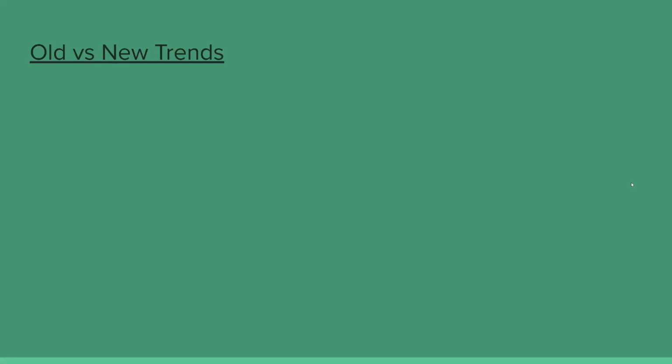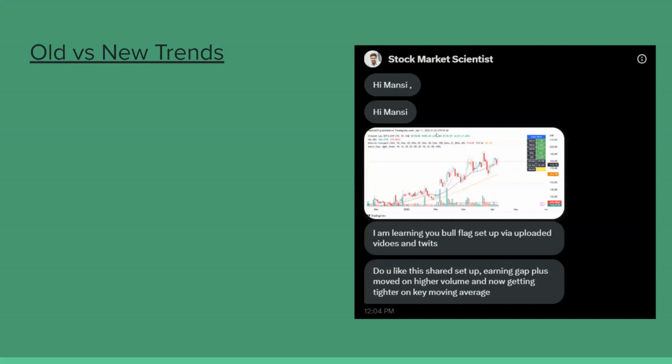Okay. The second criteria for whether or not a stock makes it to my earnings winner list is if it has a new trend versus an old trend. Now, what do I mean by old versus new trend? So let's take an example of someone who calls himself the stock market scientist, who sent me this DM with a stock from his own local market, this is not the US market, asking me if this would be a valid setup.